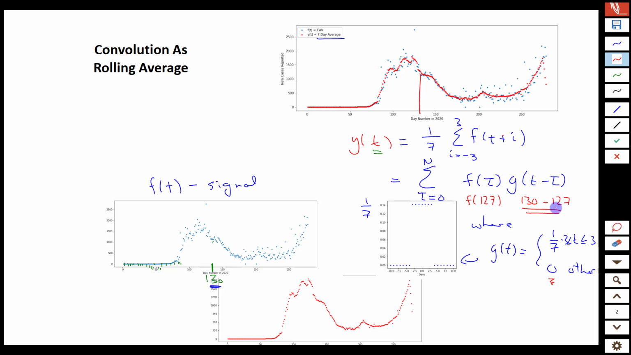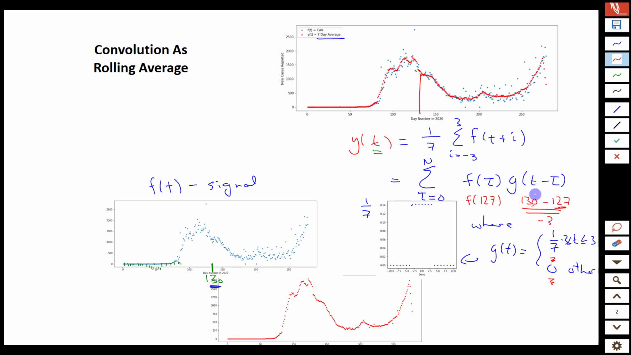This is like a shift and linear tangent lines, all the stuff from first year calculus, all coming back. It basically centers this around 130. So when I get up to 127, I'm like, oh, I'm within 3 of that. I'm going to get my 1/7. I'm going to get this value here. And so I'm going to get 1/7 times the signal at this point here.